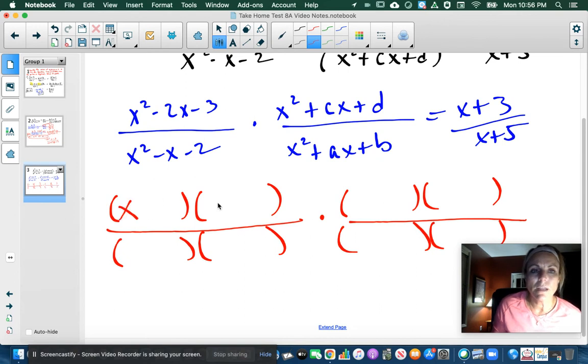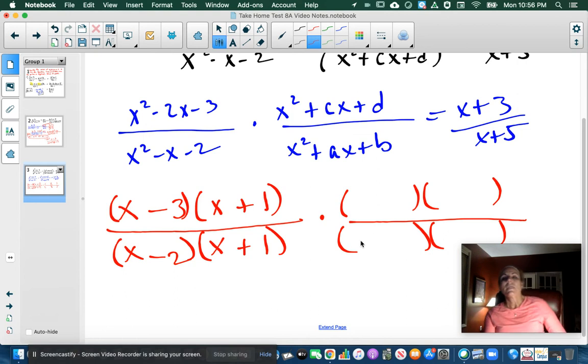So we have an x and an x, 3 times 1, negative and a positive. -3 times 1 is a -3. You add them, you get -2. 2, 1, negative plus. -1, 2 times 1 is -2. You add them, you get -1. All right. Well, I don't have any clue how to factor this, because I need to know what C and A are.